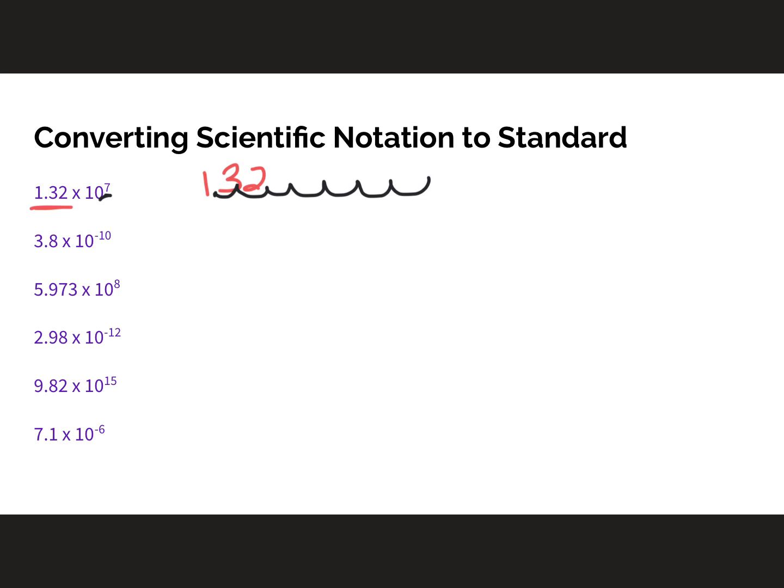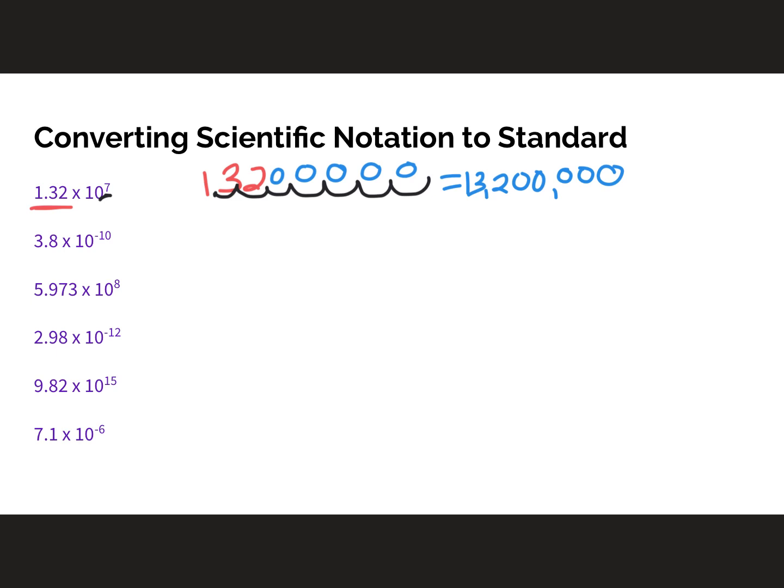So I get a 0, 0, 0, 0, 0. And then I'm going to go back and remember to put in a comma every 3 dots. So I have 0, 0, 0, comma, 0, 0, 2, comma, 1, 3. So that is 13,200,000. That wasn't too bad.